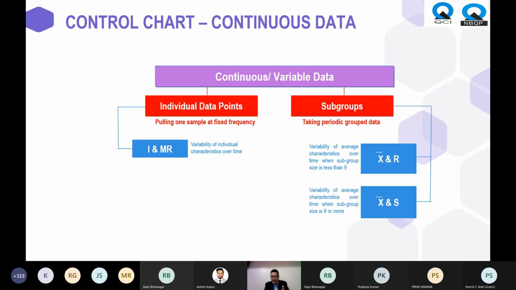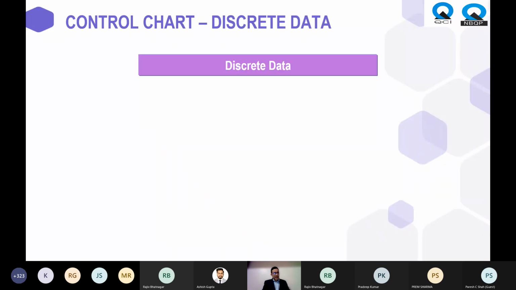But if I am using more than 9 data points, I use the X bar and S, mean and standard deviation chart. Why do I use standard deviation for more data? When my data increases, I am more interested in the spread of the data. I'm not just interested in range, which simply does maximum minus minimum. When data are more, I'm overall interested in their spread. So that's why I use X bar and S. That's the part of continuous.